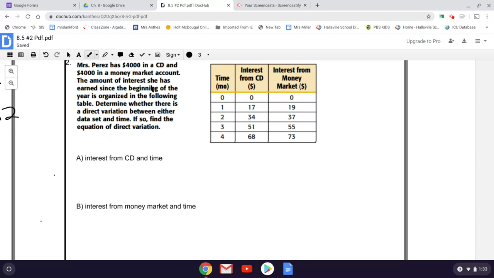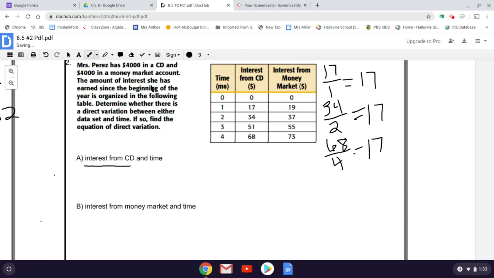We're looking at the interest from the CD over time. So I know what to put on top because I'm reading the words. So interest of the CD goes on top and time would go on the bottom. So I would calculate that. So we would take maybe 17 over 1, which equals 17. Then if we try another one, we could do 34 over 2. That's also 17. And then we can try a third one. Let's do the last one, 68 over 4. And that is also 17. So that tells me that this is a direct variation.